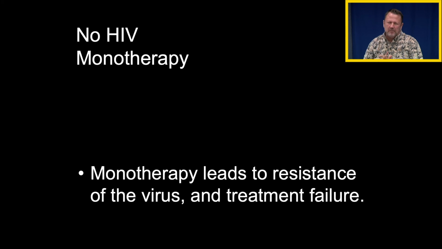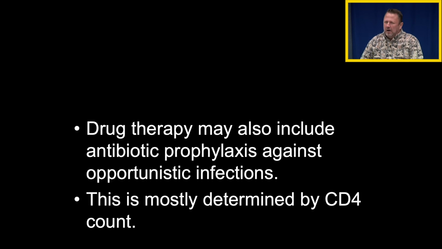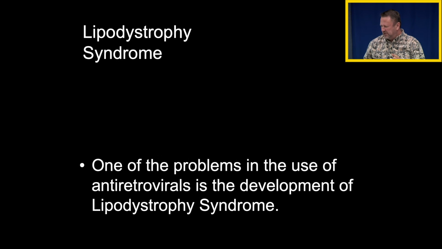All right. There is no monotherapy for HIV. Monotherapy has led to resistance and resistant variants of the virus, and certainly treatment failures. So drug combinations right now are the only way to go. All right, well, drug therapy can be more than just antiretroviral therapy. Drug therapy for somebody with AIDS includes prophylaxis against many of the infections that we talked about. And many times this is determined by the CD4 lymphocyte count. If their CD4 lymphocyte count starts to get really low, then we'll be more aggressive about using prophylaxis against opportunistic infections.